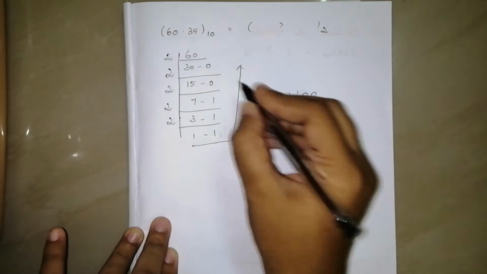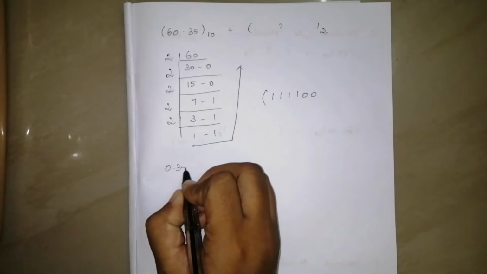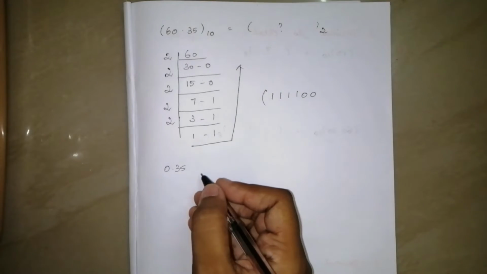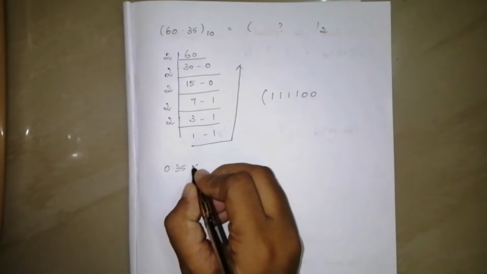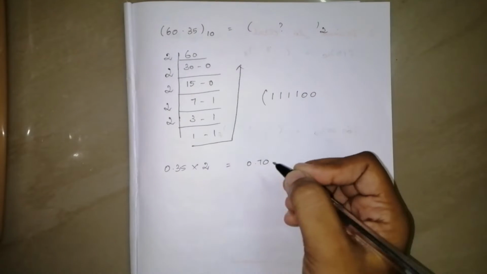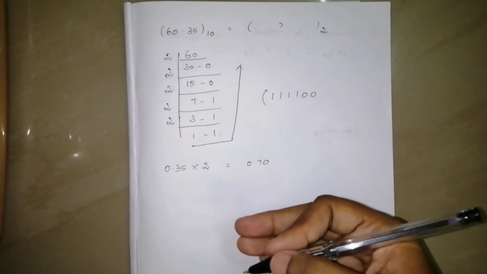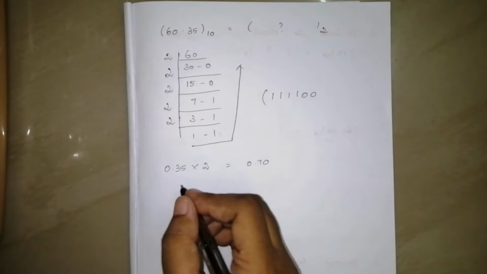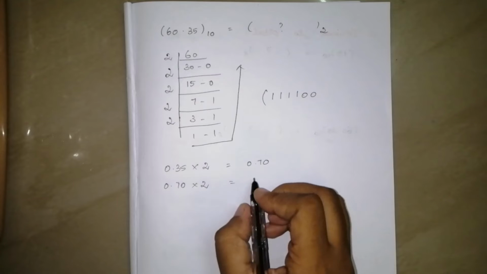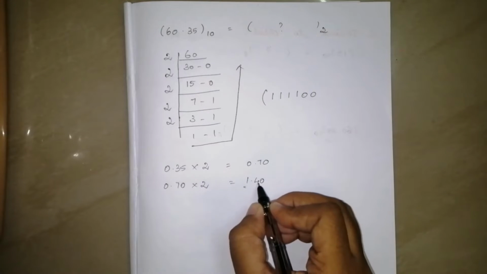But we have to find it for 0.35. How to find it for 0.35? Write it as 0.35. For 60 we divided by 2, but for the part after the decimal point we have to multiply the number by 2. 0.35 into 2 is equal to 0.70. We have to continue the process until we get 1, it should be exactly 1, not 1 point something. So again multiply 0.70 into 2, which is nothing but 1.40. Then again, 1 came here but we still have 0.4.